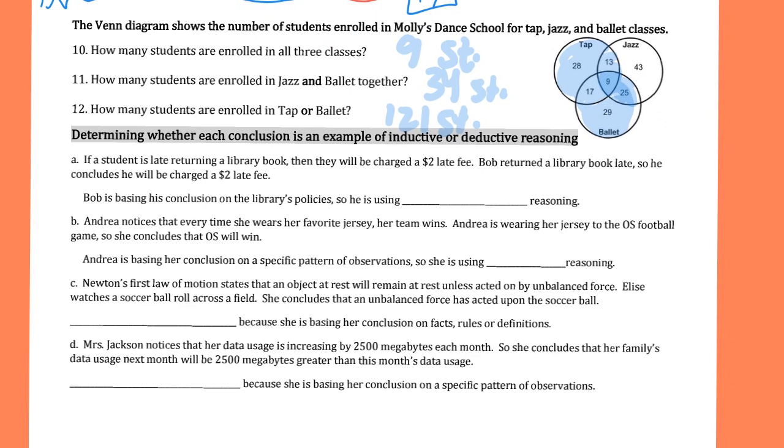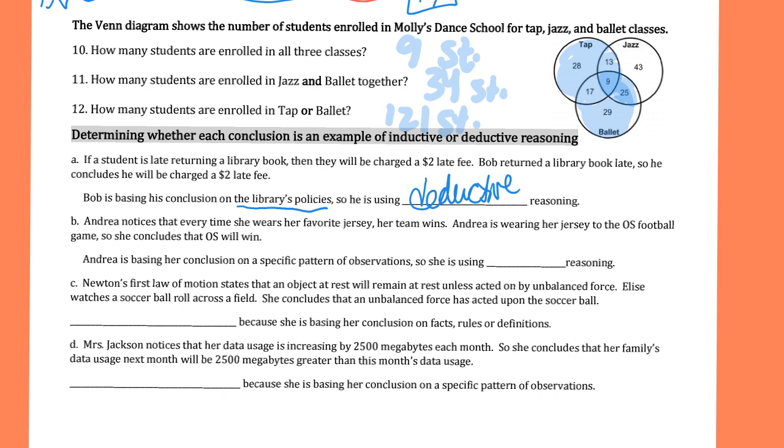And then remember, deductive reasoning is basically using rules or logic, like, hey, if this is the case, then this has to be the case as well. So, okay, here's one. If a student is late returning a library book, then he will be charged a $2 late fee. Bob returned his library book late, so he will be charged a $2 late fee. What do you think this is an example of? And the answer is deductive. Why? Well, because it is based upon the library's policies or rules or procedures. And so therefore it's deductive reasoning.